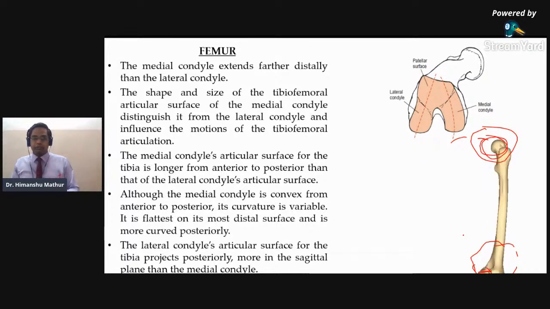The weight distribution has to be a little more efficient when we talk about the inferior surface. It is flattened because of efficient weight distribution. All right. The lateral condyle's articular surface for the tibia projects posteriorly more in the sagittal plane than the medial condyle. Okay, because of the reasons we'll talk about when we discuss the motion at the knee joint.